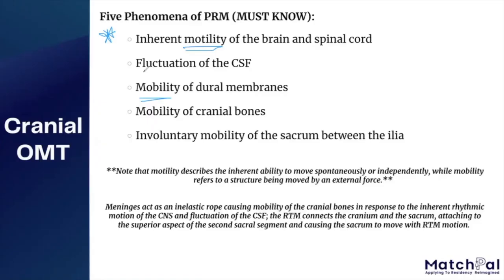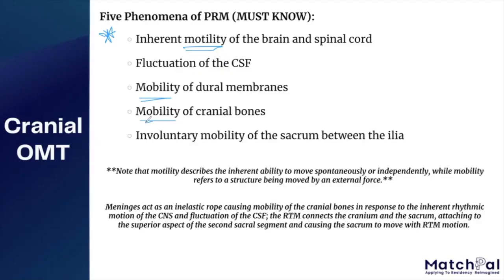The fluctuation of the cerebrospinal fluid and the potency of the tide is something that Dr. Sutherland described as an integral component of the PRM. Fluctuation of the cerebrospinal fluid, or the fluid that surrounds the brain and spinal cord, also undergoes rhythmic pressure and volume changes. Those changes influence the tissues within the body. Now, the mobility of dural membranes. Dural membranes, arachnoid matter, and pia matter, or the meninges, which all support the central nervous system, are related to the reciprocal tension membrane. All these structures are being moved as a result of the inherent motility of the CNS and the fluctuation of the cerebrospinal fluid.